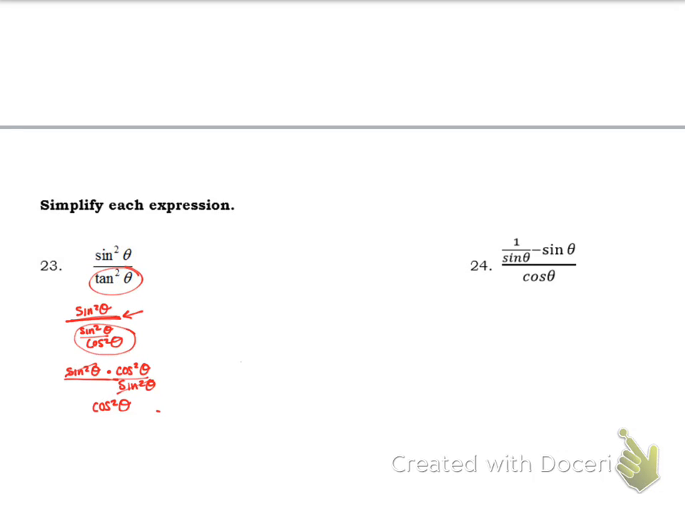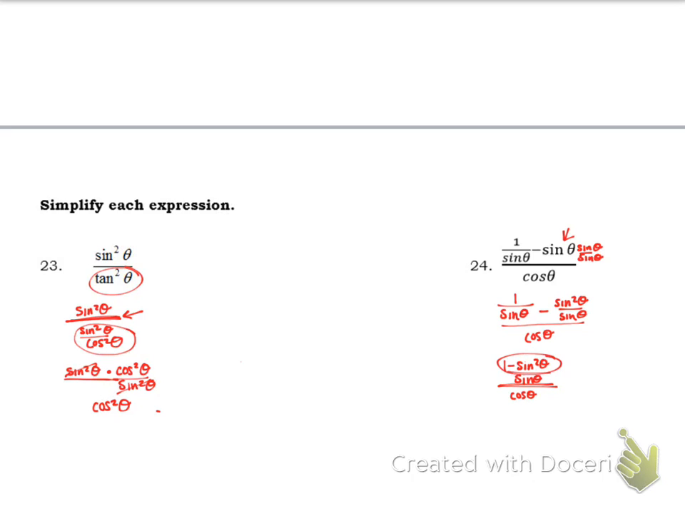Okay, my next one, since I've got a fraction up here, I want a common denominator. So I'm going to multiply him by sine over sine to get it a common denominator. So 1 over sine of theta minus sine times sine gets me sine squared theta over sine theta. Because now I can bring it together. So 1 minus sine squared theta over sine theta. And it's still all over cosine theta.